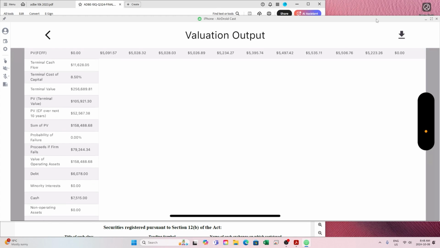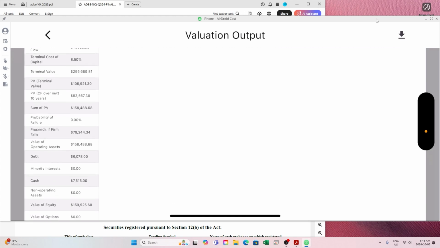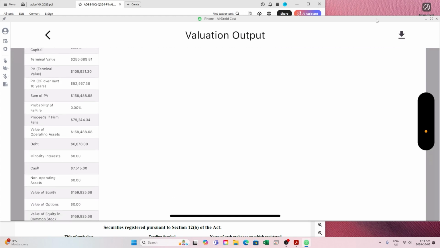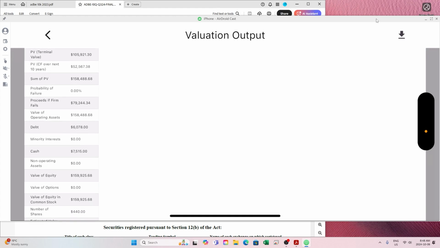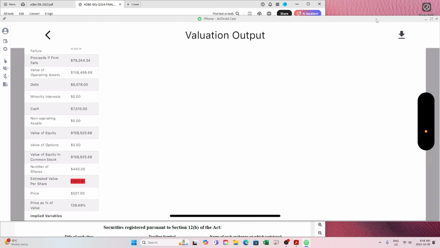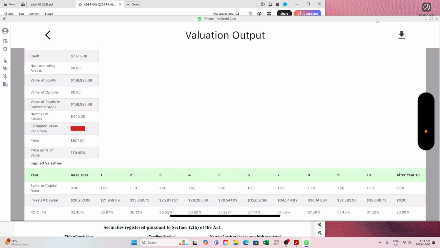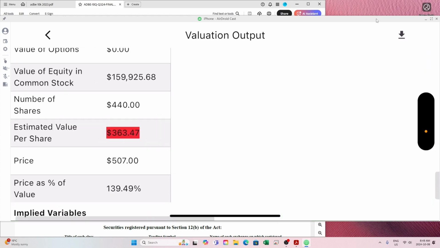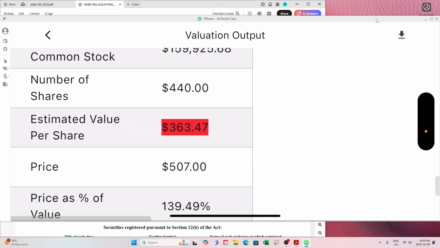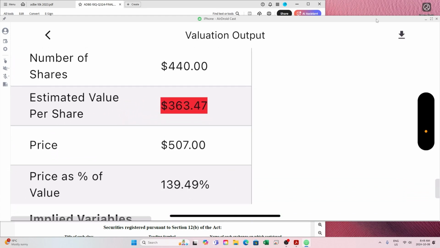And by clicking on detail valuation, you can see all the valuation detail in this section, where we compute everything: the terminal value, present value of terminal value, value of our operating assets minus debt plus cash, which we got value of equity, and which we divide with the number of shares, and we got our estimated value per share is $363.